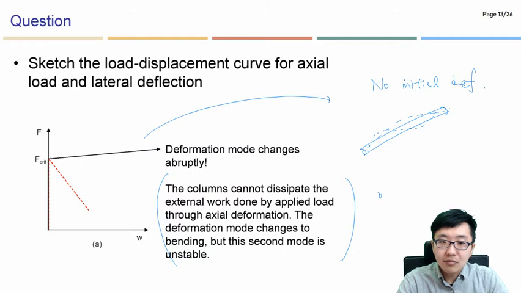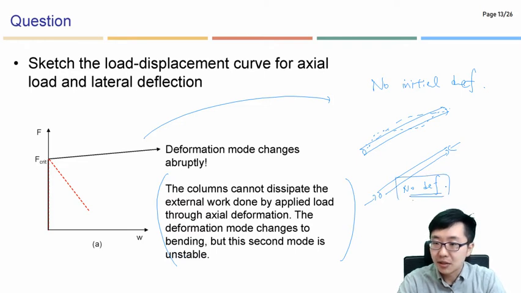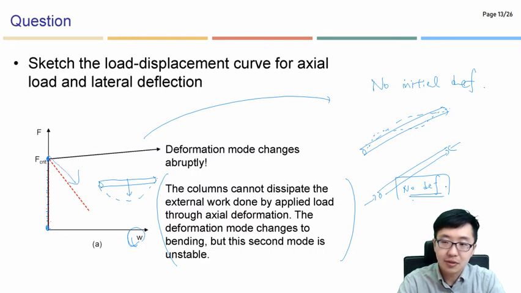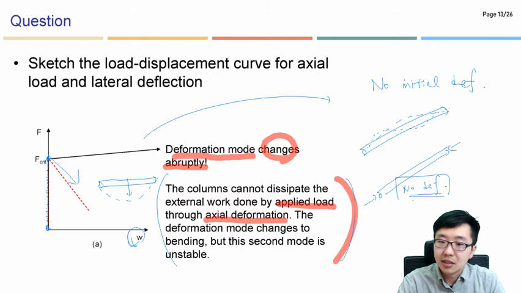So if our column is perfect, then once we apply the axial compression, there will be no deflection from the beginning until here. We apply the load, load is increasing, but there is no deformation, no deflection. But at a certain point, once the buckling strength is passed, it will start to buckle, which means that we will have lateral deflection suddenly like that, boom, right? So at this buckling strength point, you can see that the deformation mode changes suddenly, and the column cannot dissipate the external work done by the applied load through axial deformation and so on. Right?